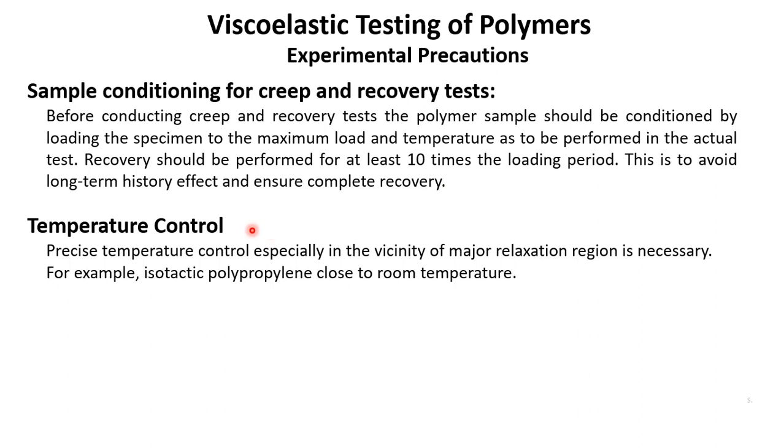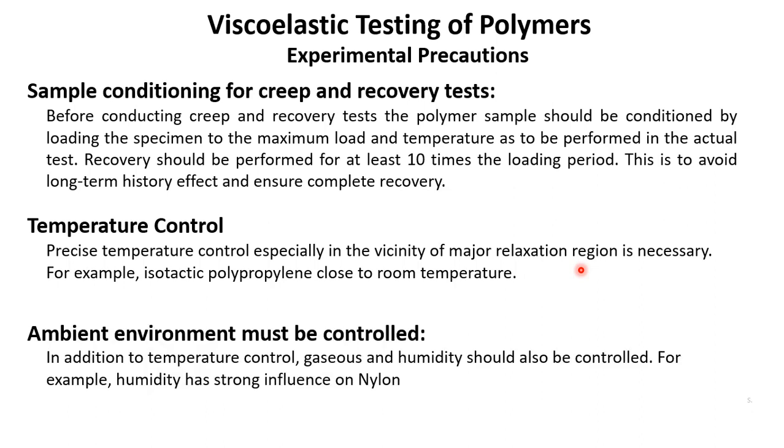Temperature control. Polymers and any kind of viscoelastic materials are very sensitive to temperature. So therefore, precise temperature control, especially in the vicinity of major relaxation region, is necessary. A polymer will undergo various changes in its temperature cycle, especially during those changes, for example, glass transition temperature or secondary transition temperature. So for these kinds of temperatures, it is very important that the temperature control is very precise during our experiment.